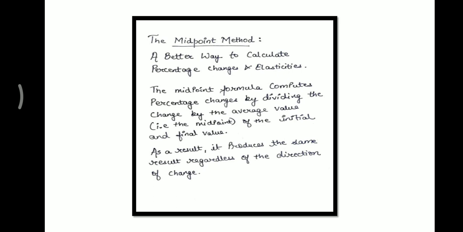The midpoint formula computes the percentage changes by dividing the change by the average value, that is the midpoint of the initial and the final value. As a result, it produces the same result regardless of the direction of change.